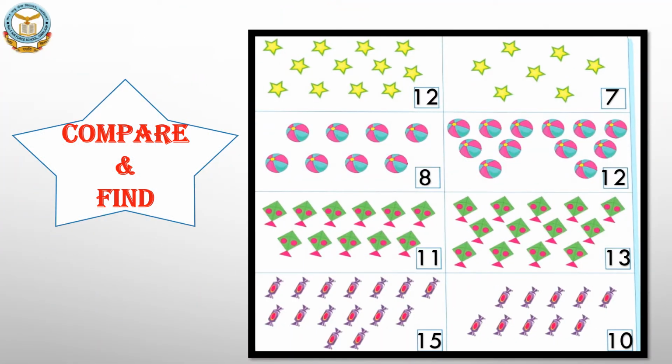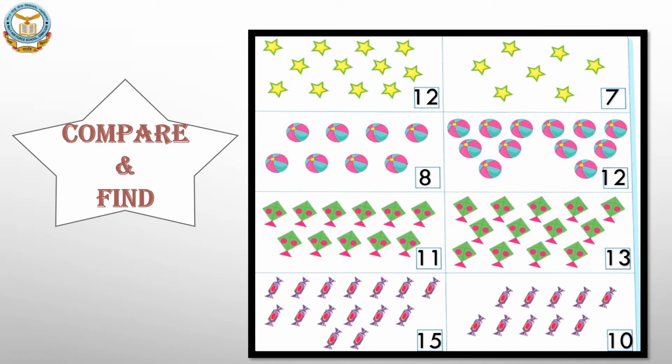To make you more clear about compare and find, I have brought you certain examples. So let's start. In the first example, a certain number of stars are arranged. So first of all, we have to count the number of stars and then find out which one is greater or which is smaller. So in the first box, there are 12 stars, and in the second box, there are 7 stars.